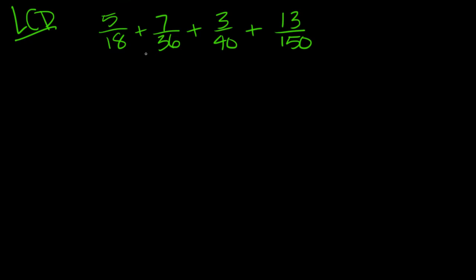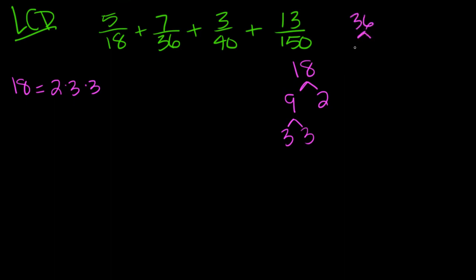So let's start with 18. I'm going to do the factor tree. So what goes into 18? Well, 9 times 2 is 18, and 3 times 3 is 9. So that means that 18 is equal to 2 times 3 times 3. And let's do the same for 36. 6 times 6 is 36, and for both 6's we get that 3 times 2 is equal to 6. So then we get that 36 is equal to 2 times 2 times 3 times 3.